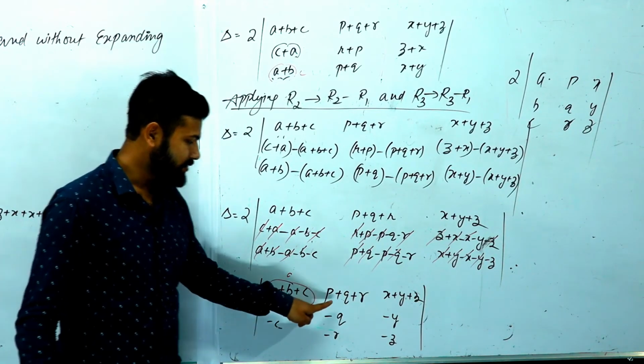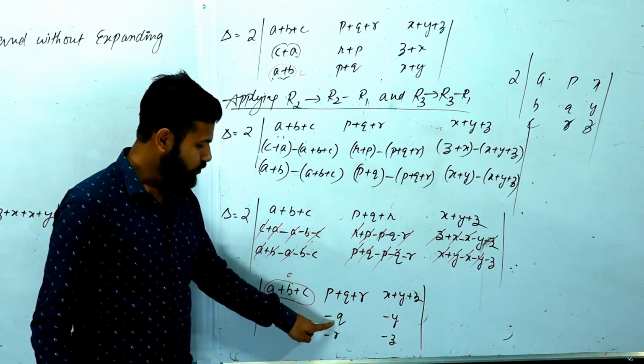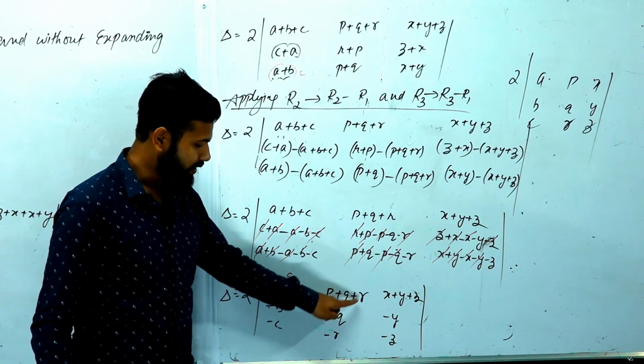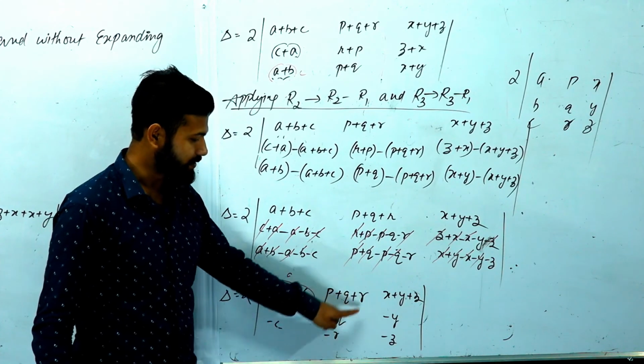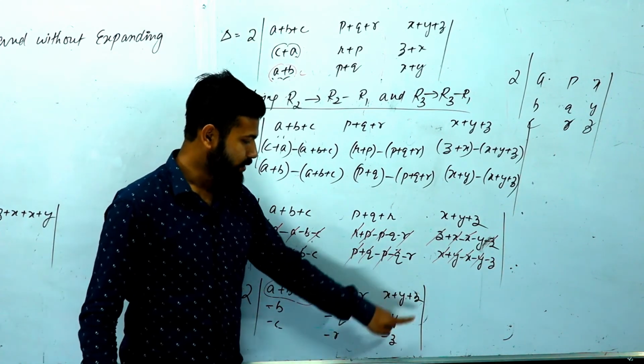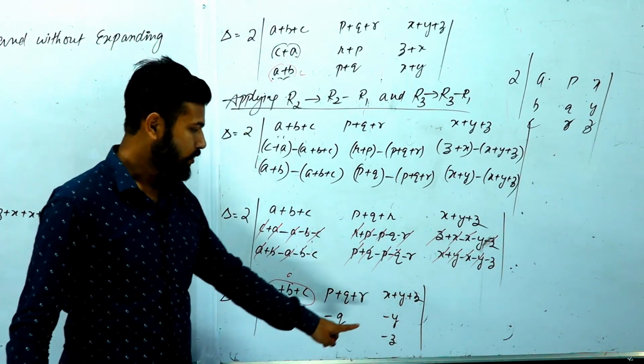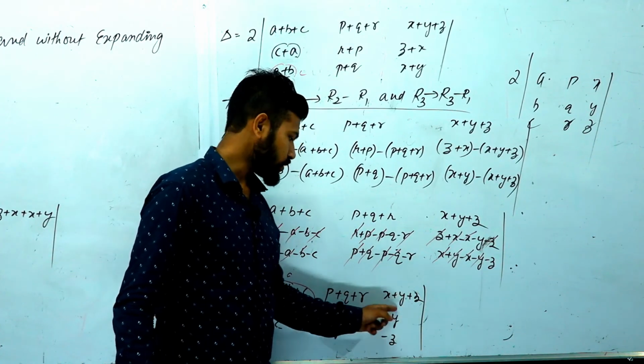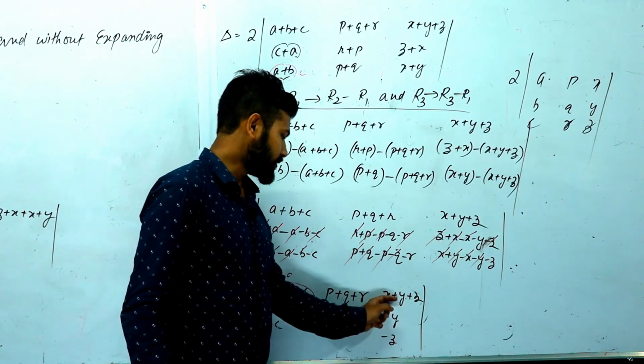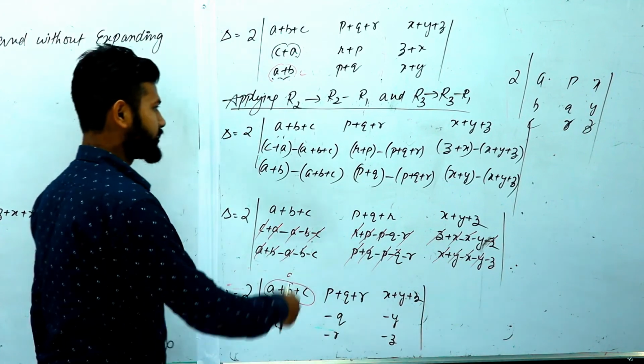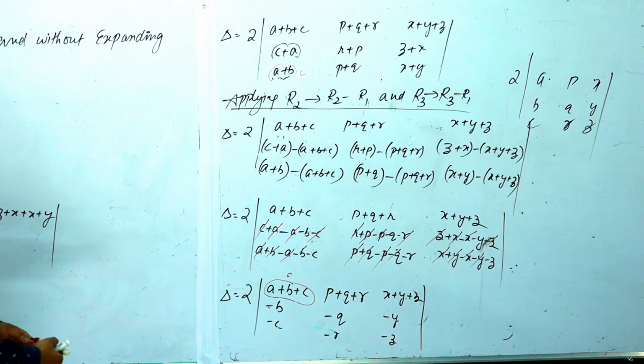You can see same thing is here. When column 2 is added to column 1, q cancels, and with the help of column 3, r will cancel out. Same thing, y will cancel out, z will cancel out. Only x will be left. So let us move to the next steps.